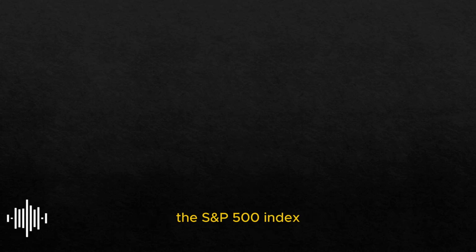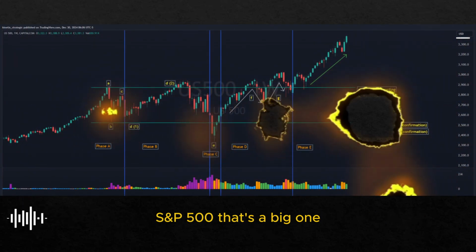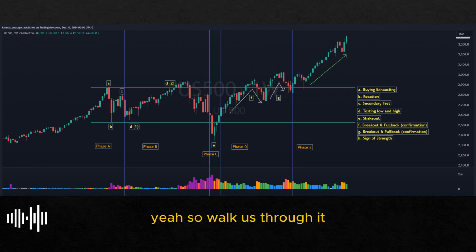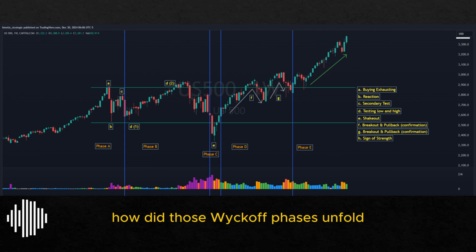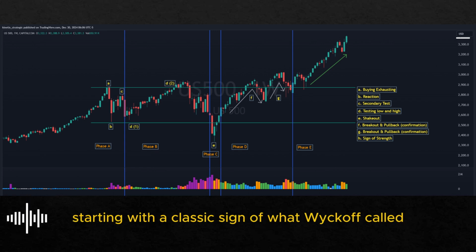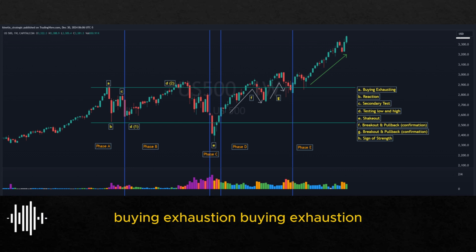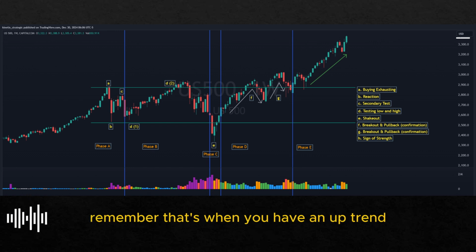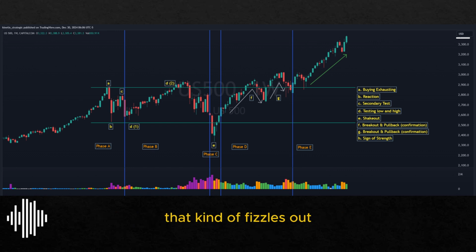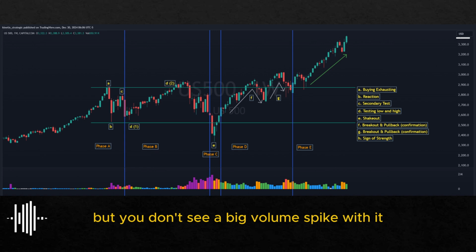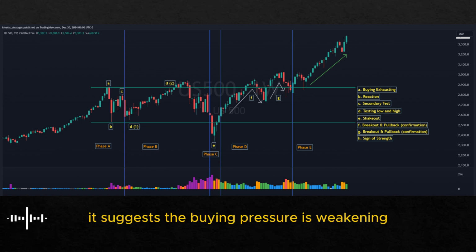The S&P 500 index. The book actually shows a nice example of reaccumulation happening on the weekly chart. The S&P 500, that's a big one. So walk us through it. How did those Wyckoff phases unfold? All right, so we see phase A starting with a classic sign of what Wyckoff called buying exhaustion. Remember, that's when you have an uptrend that kind of fizzles out, but you don't see a big volume spike with it. It suggests that the buying pressure is weakening.